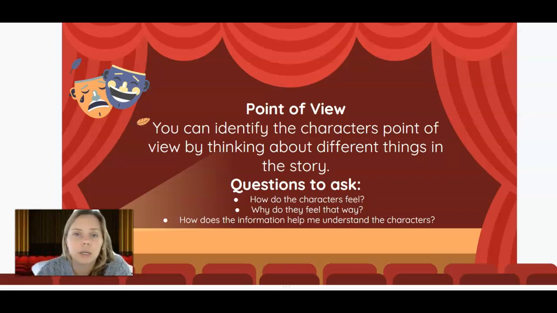In every story, drama, poem, play, anything where there are characters involved, there are going to be different points of view. So you have to be able to identify what those are and why they have them. Why do they feel that way? How do they feel? Those are the types of things to ask yourself.